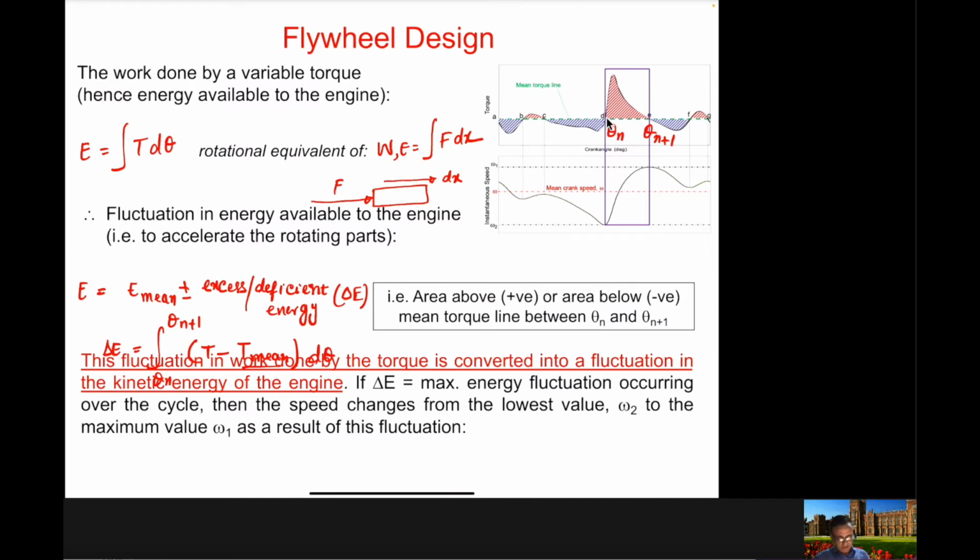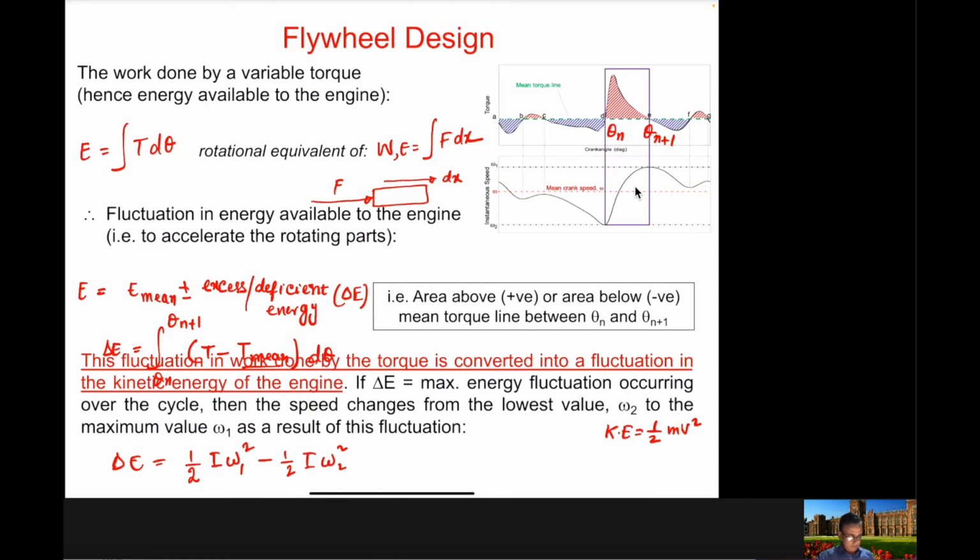Okay, so if you consider the crankshaft, delta E is changing the kinetic energy of the crankshaft. If you consider the final kinetic energy with the speed omega 1, it will be half I omega 1 square, and the lowest energy will be half I omega 2 square. And again, this is equivalent to the linear case, where the kinetic energy is equal to half m v square.